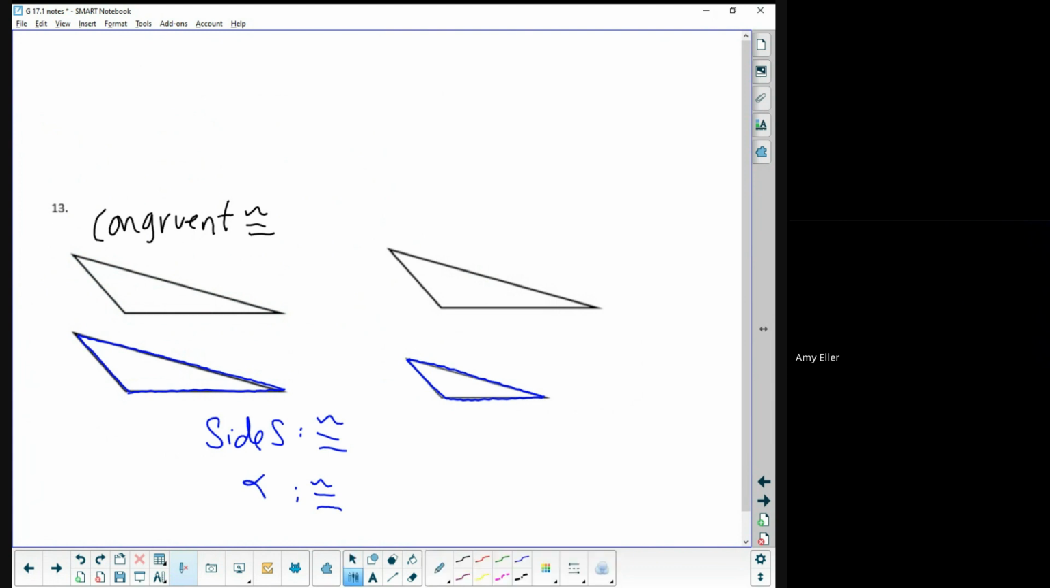These figures over here are not congruent. These two are what we call similar. Means a dilation has taken place. It's the same shape, different size. They are not congruent. They're what we call similar. That symbol is just the squiggly line. Let's compare the sides and the angles.